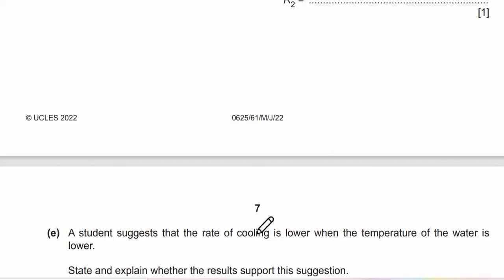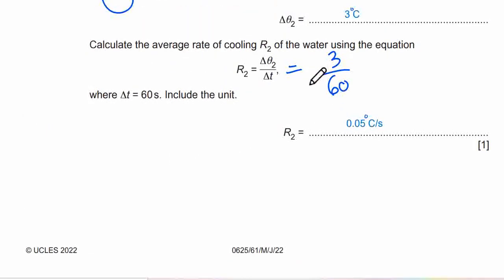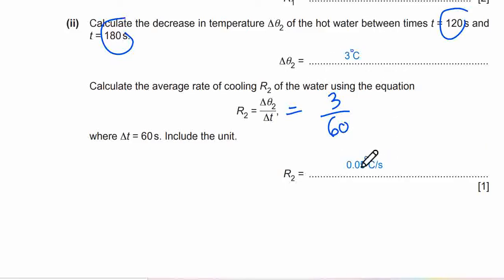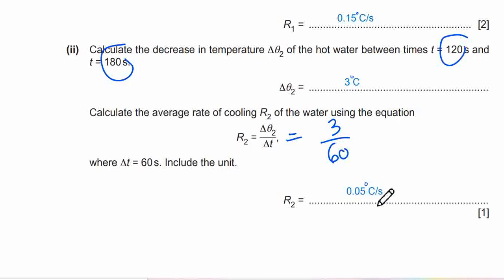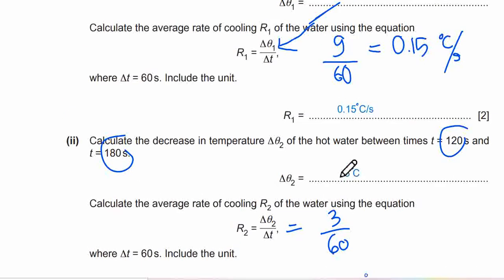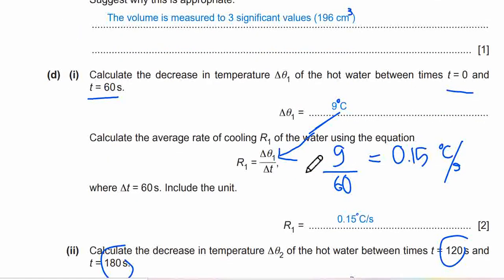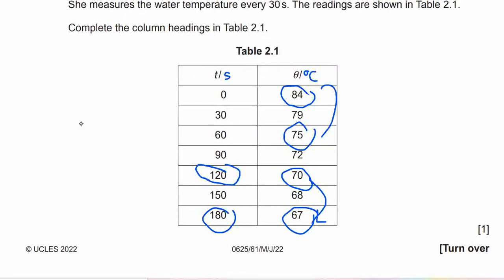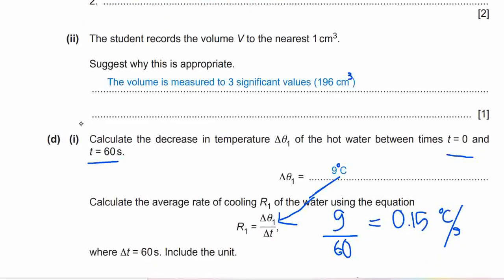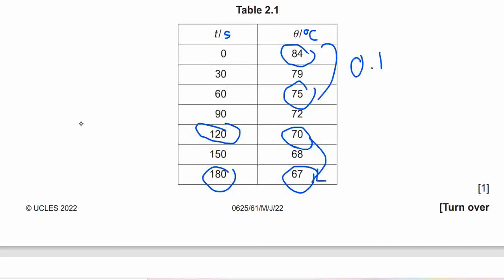A student suggests that the rate of cooling is lower when the temperature of hot water is lower. State and explain whether the results support this suggestion. So the rate is lower when the temperature is lower. So let's see if our data from R2 supports this. From 120 seconds to 180 seconds, the R2 is 0.05 and the R1 is 0.15, from 0 to 60 seconds. So from 0 to 60 seconds, the rate is 0.15. From 120 to 180 is 0.05 degrees per second.